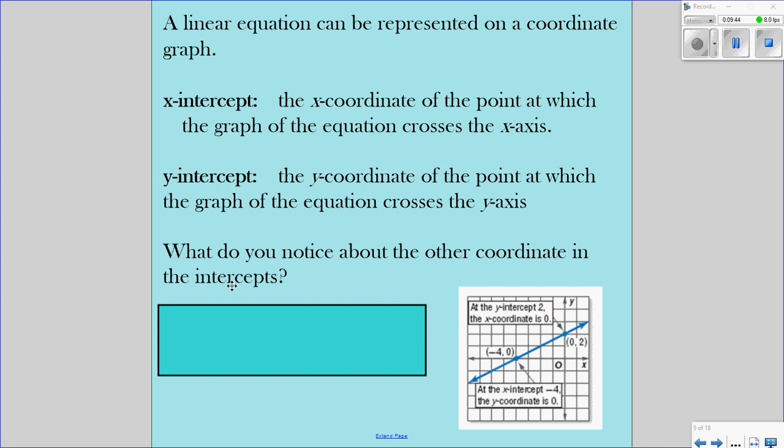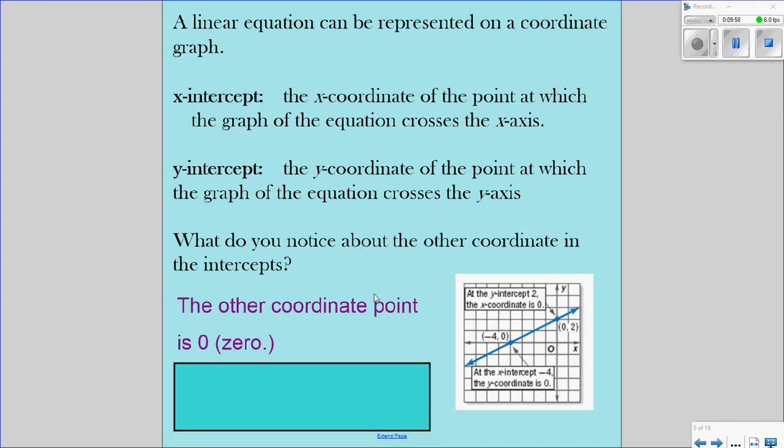y-intercept. So it says, what do you notice about the other coordinate and the intercepts? If you look at these two, what do you notice? If you said that there's zeros, yeah, the other coordinate point is 0. So when you're doing the y, you notice your coordinate form is x, y. If it's the y-intercept, then it'll be 0 and whatever the number is. If it's the x-intercept, it'll be the x value and then comma 0.